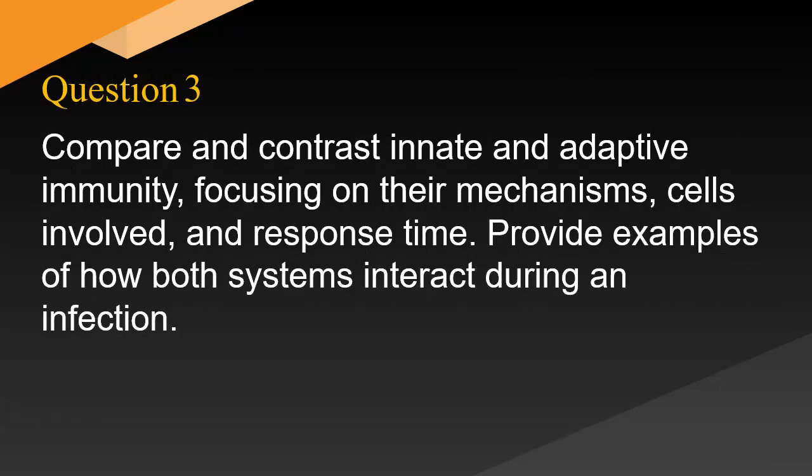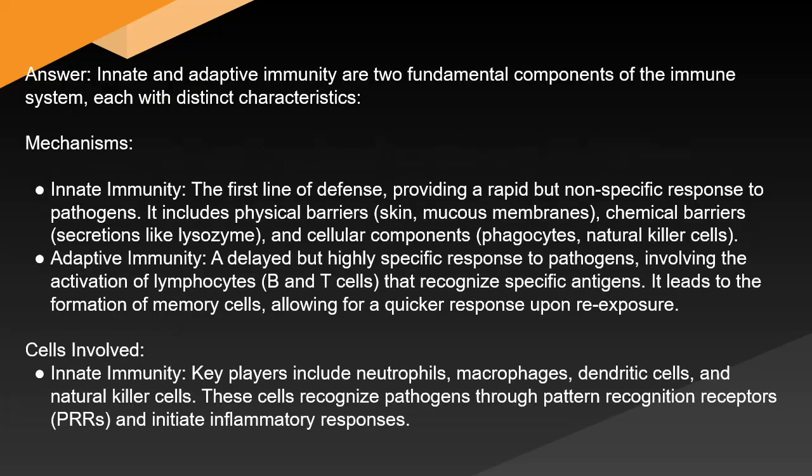Compare and contrast innate and adaptive immunity, focusing on their mechanisms, cells involved, and response time. Provide examples of how both systems interact during an infection. Answer: innate and adaptive immunity are two fundamental components of the immune system, each with distinct characteristics. Mechanisms: innate immunity is the first line of defense, providing a rapid but non-specific response to pathogens.